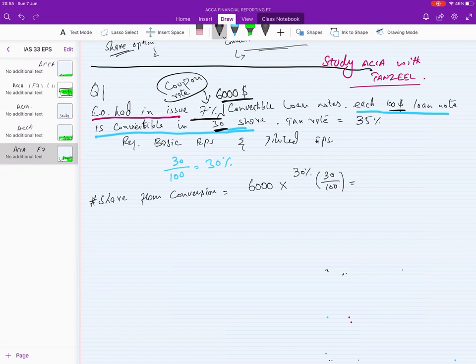How much are you going to get? You're going to get 1,800 shares. It means if this conversion happened, then how many shares will you get? You're going to get 1,800 shares. Okay.